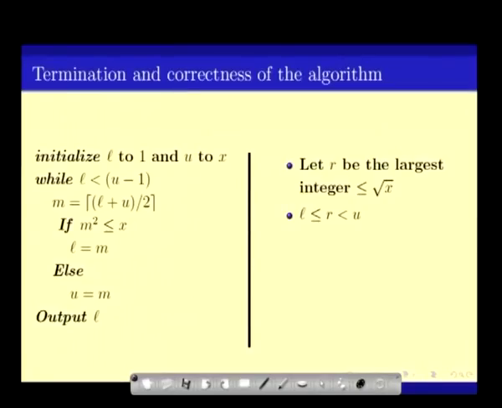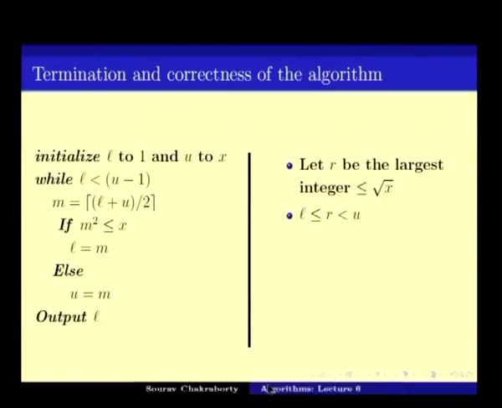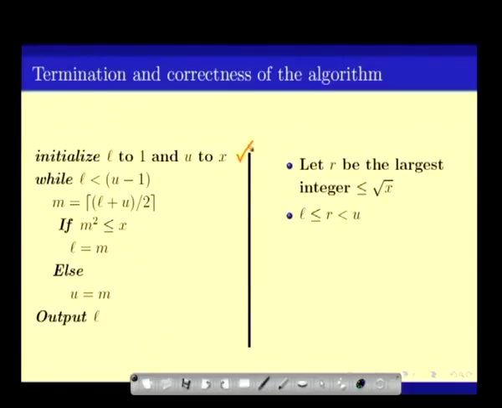We need to check the termination and the correctness of this algorithm. Note that the main crucial part of this whole thing is, let R be the largest integer that is less than or equal to square root of X, then we maintain this particular invariant throughout our pseudocode, that R is greater than or equal to L and strictly less than U. As I pointed out, it is true in the first case, because L is 1, 1 should be less than or equal to R, and X better be strictly greater than R, because X cannot be a square root of X.